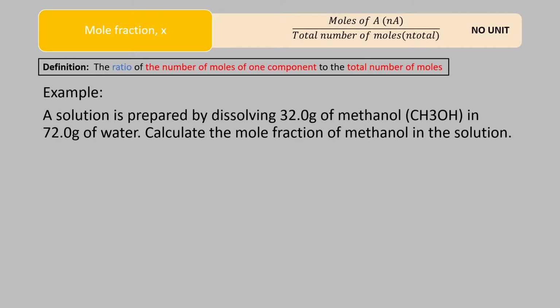Mole fraction. Mole fraction is the last one yang you guys kena remember. Okay, I promise lah. Okay, mole fraction. Okay, macam mana nak jawab dia? So kita have by dissolving 32 grams of methanol in 72 grams of water. So you guys dah tahu ini kita have this and we have water. So calculate the mole fraction of methanol. So dia nak mole fraction methanol in the solution.